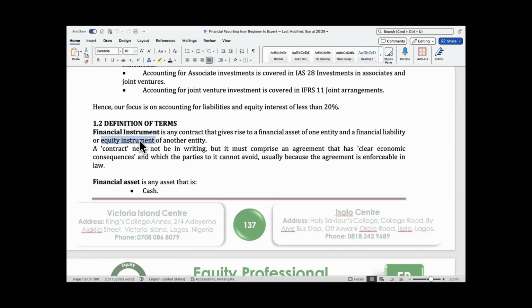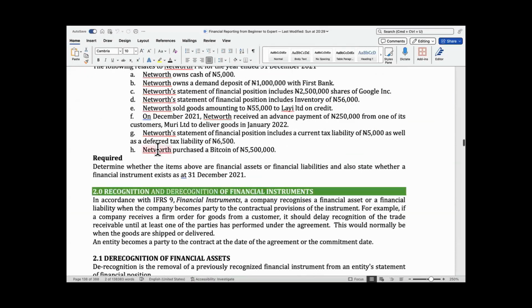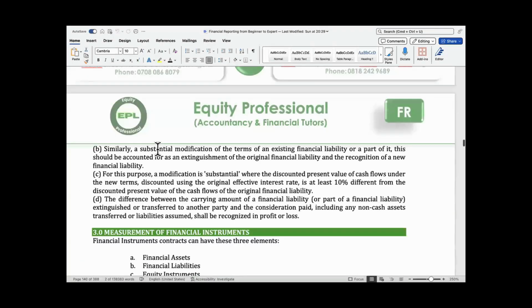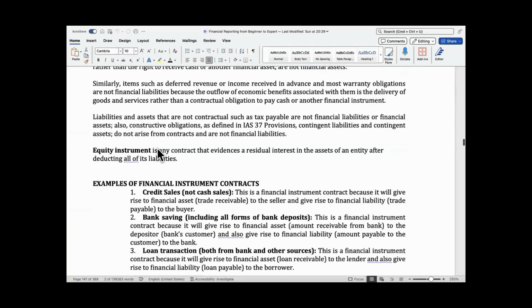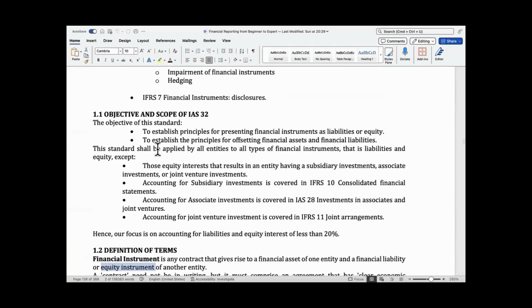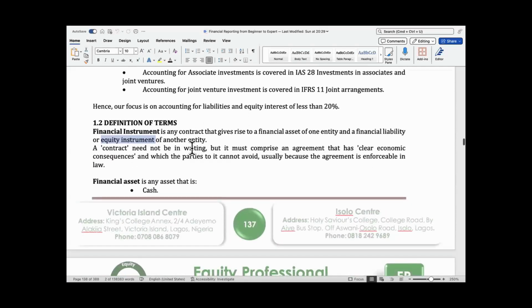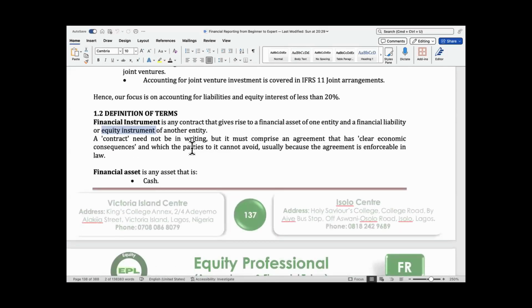So there was even one of the questions I gave you. The question was asking that a company issued a debt instrument, and it is not compulsory for him to pay interest. So whether he pays interest or not, that is at his own discretion. It is at the issuer's discretion to pay interest or not to pay interest.